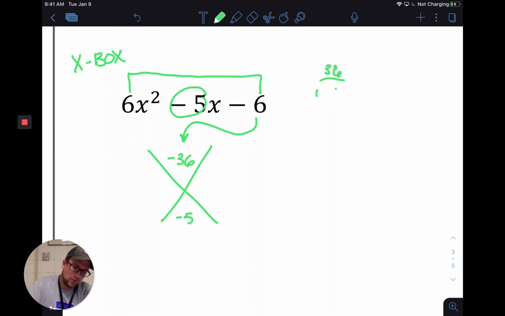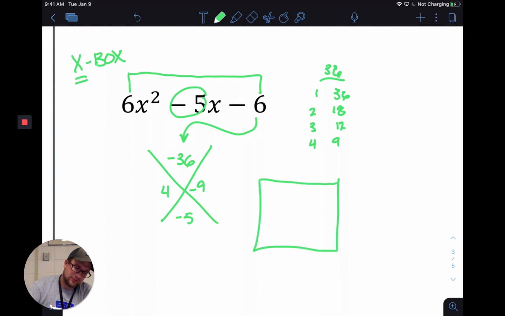36, 1 and 36, 2 and 18, 3 and 12, 4 and 9. 4 and 9 got to be my guys, right? So 4 and 9. Let's make the negative 9 there because that will make sure we add to the negative 5. Now, again, the X part is complete here. Now we need to do the box.